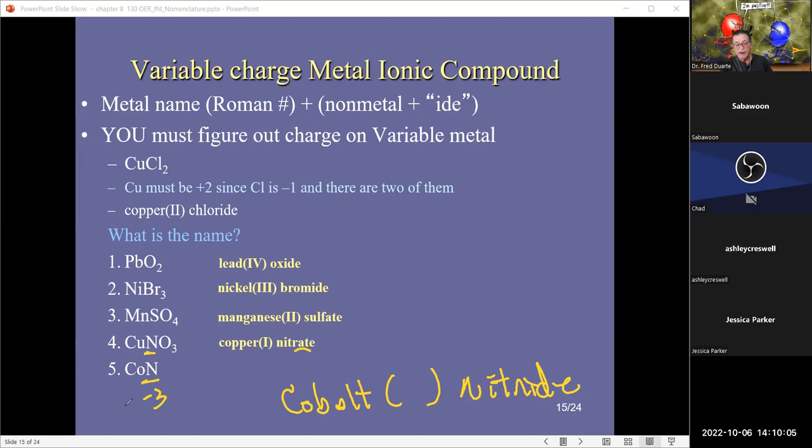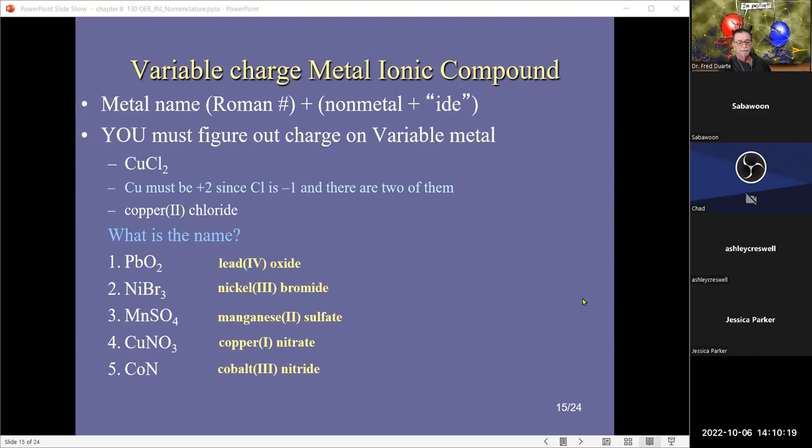So that means that cobalt must be a +3, has to be. Okay, so that's a Roman numeral 3. Has to be, because when we put them together, we want them to cancel out.